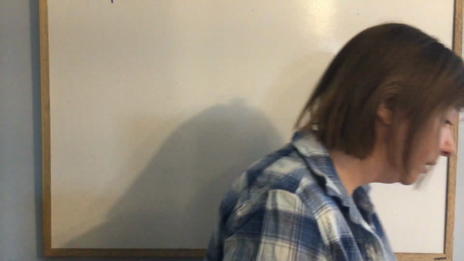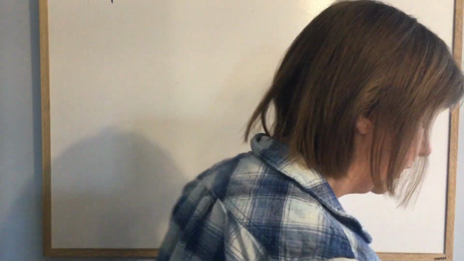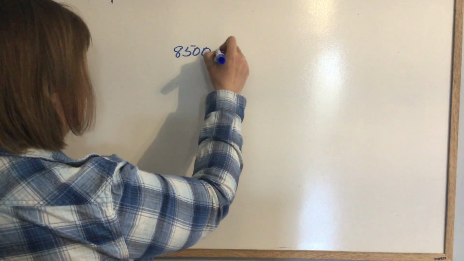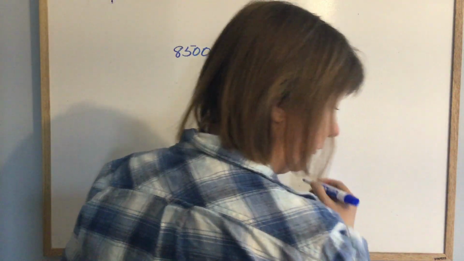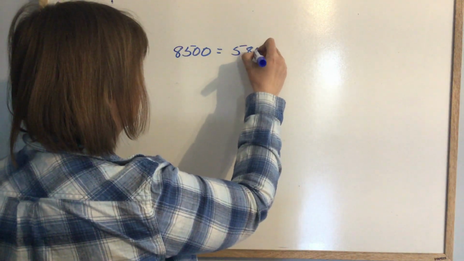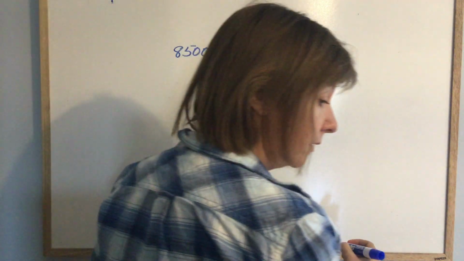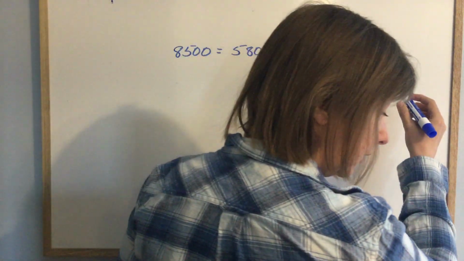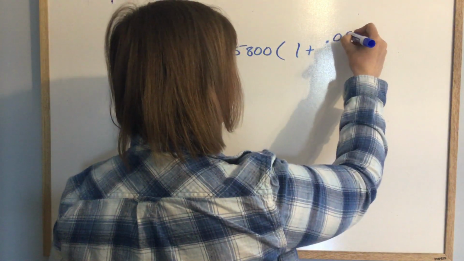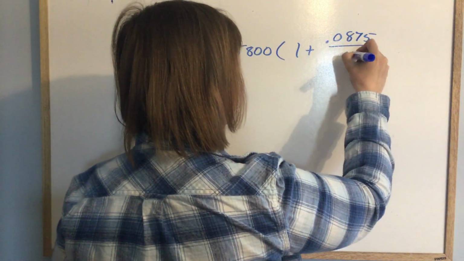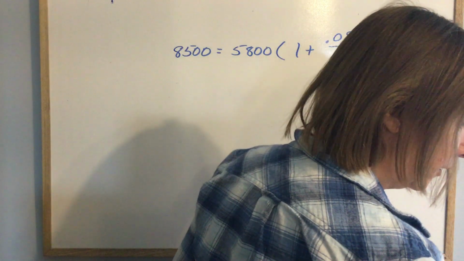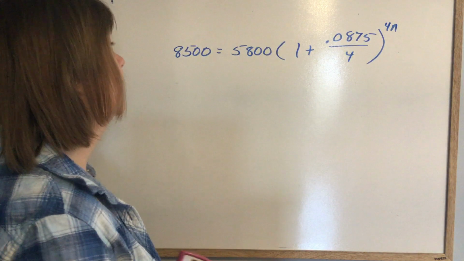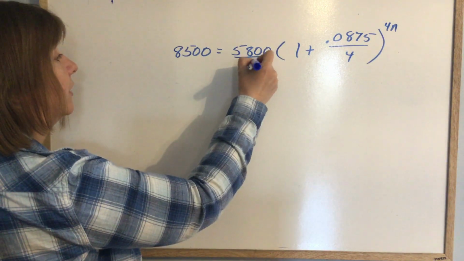So 1C was 8,500 equals 5,800 times 1 plus 0.0875 over 4, all to the 4n. So again, first thing I would do is I would divide this side by 5,800.